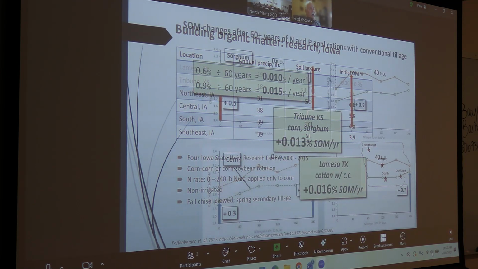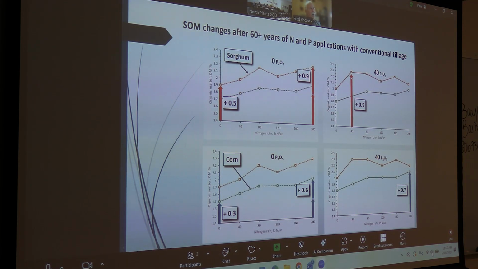Now, when we had 40 pounds of phosphate, and now our nitrogen rate, even low nitrogen, with the sorghum, we popped that up by 0.9. We reached our peak organic matter. And with corn, we reached 0.7. So when we fertilize, not only did we improve the crop yield, but we also probably helped develop more biomass. So even under these conditions, we were able to increase.